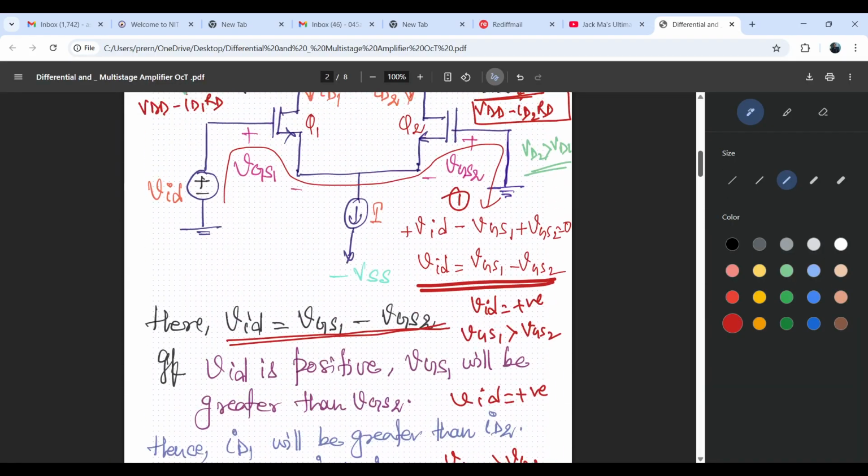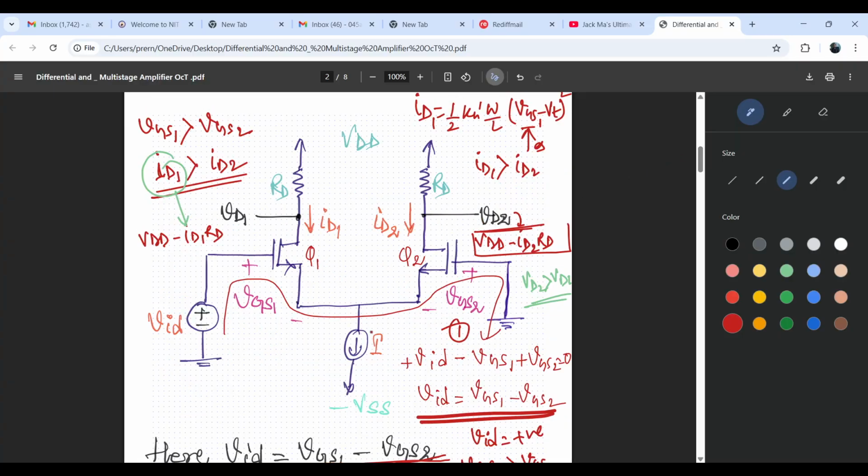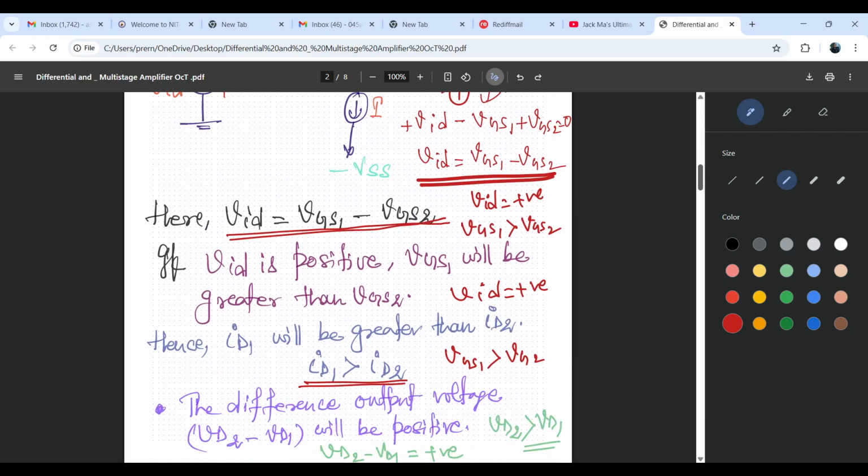This bias current I will flow either from this side, and then the other current should be 0. If it flows from this side, the other current will be 0. Is this clear? It is very simple. For more detail, you can also follow the Sedra Smith book.